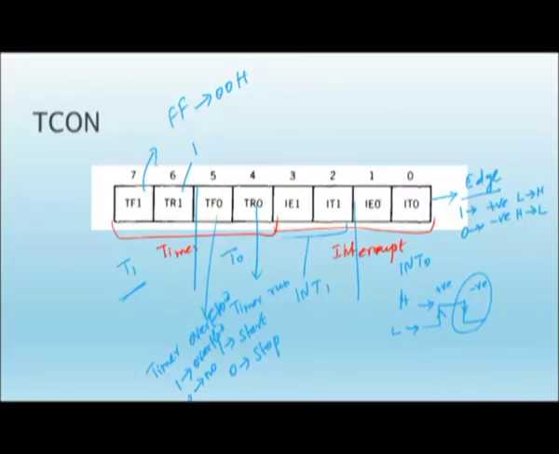So, the TCON register, which is the timer control register, has 8 bit positions. Among the 8 bits, 4 bits are reserved for the interrupt, then 4 bits are reserved for the timer. In the timer we have two 16-bit registers, T0 and T1. For T0 we have 2 bit positions and for T1 we have 2 bit positions. The main function is to start the timer and to check the timer overflow.